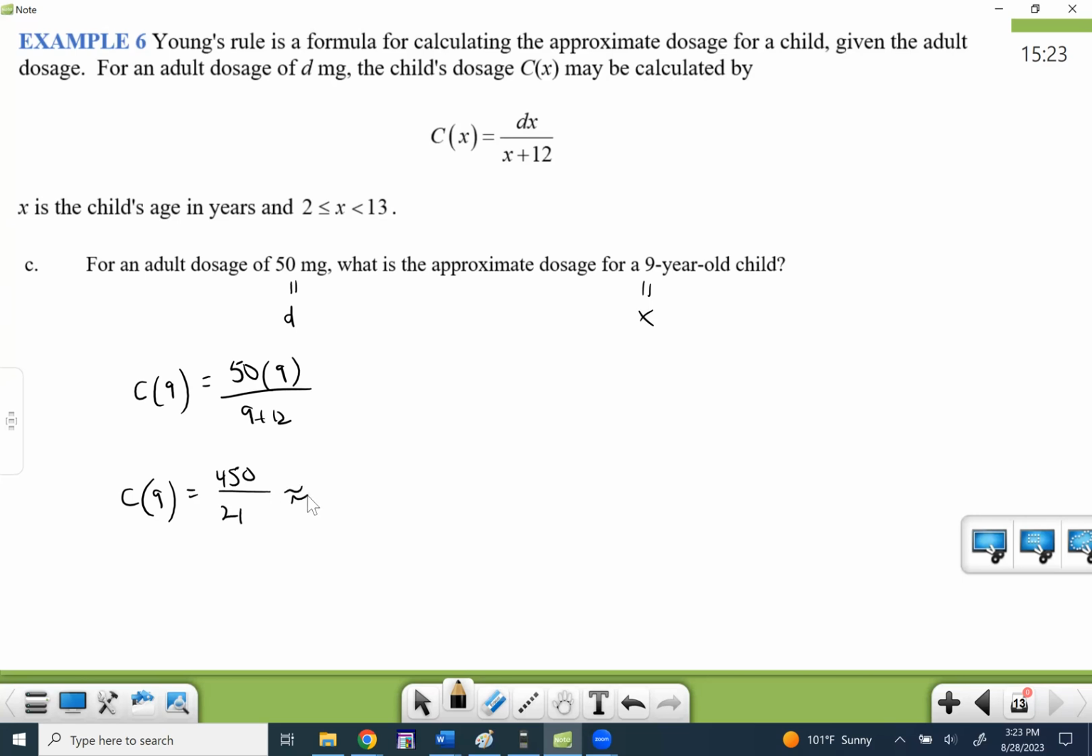Let me get that on a calculator. So 450 divided by 21, I am getting 21 point. It says this, which is kind of interesting, that this repeats this many digits because it has a bar over it. So I'm just going to round down because in reality, if I was trying to get this dosage, and I have one of those little injector things or a cup, I'm like 21 sounds good, right? I don't want to round up because I don't want to overdose my kid. So I think 21, what are we measuring with here? Milligrams? 21 milligrams would be the dosage for a 9-year-old.